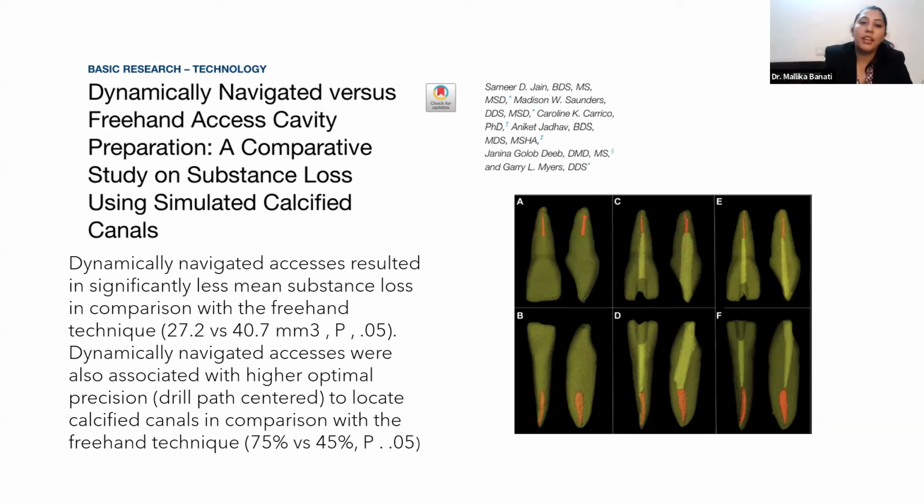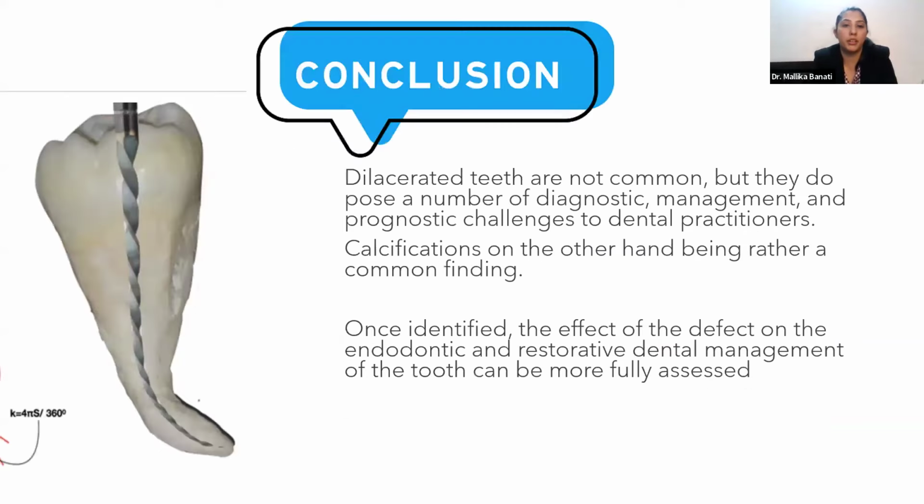So now if you have a dynamic or a static navigation for that matter, what is the difference between a dynamic and a static? I don't want to get into the details, but dynamic is real time. So that gives you exactly the optimum amount of bend that you have to make to your file if you have to reach that point. So I am going to have to conclude now.